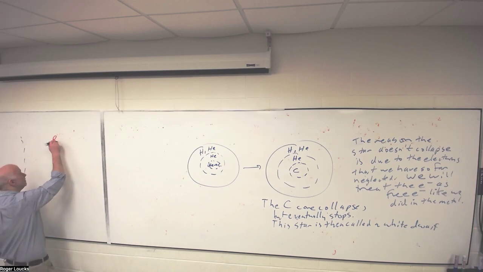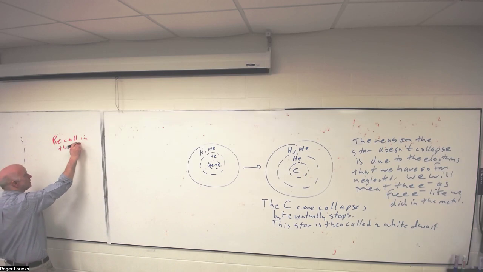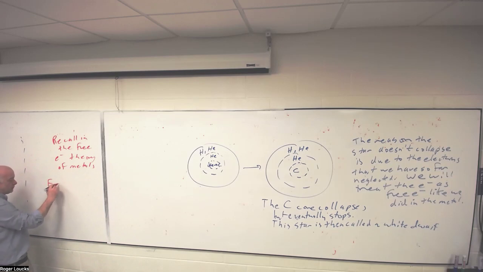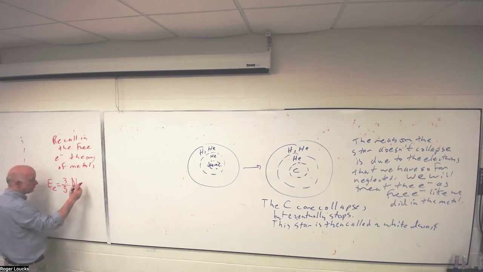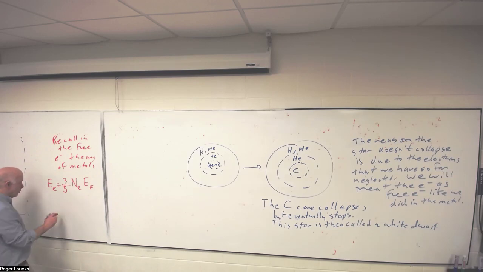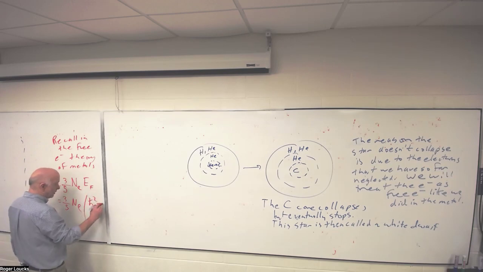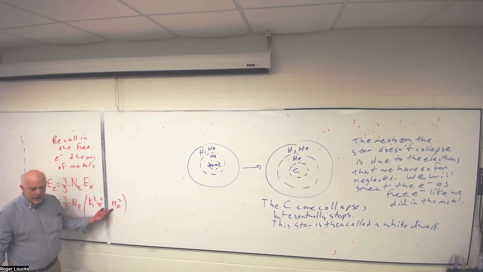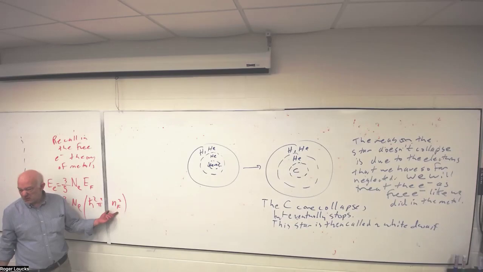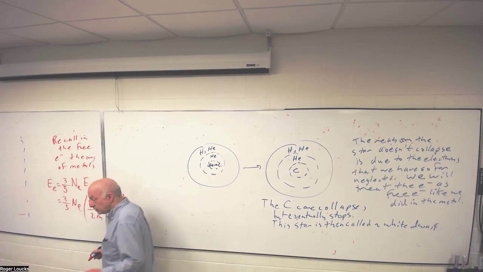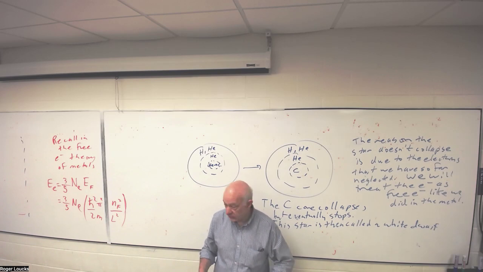Okay, so recall, in the free electron theory we said the energy for the electrons was just 3/5 the number of electrons times the Fermi energy. So this was really 3/5 n sub e times h bar squared pi squared n_F squared over 2m L squared. I called this n max before, now I'm going to call it n_F for Fermi, just because that's what it's probably called. We're going to use the exact same thing for the electrons here, and it turns out to work really well.